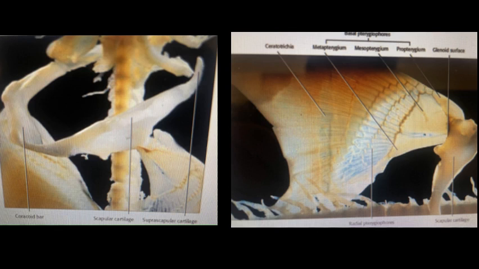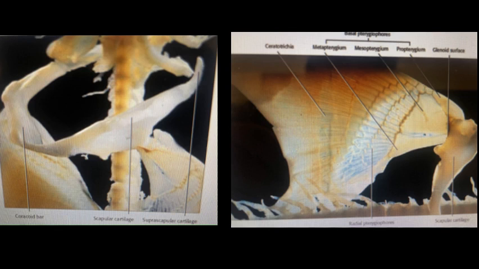and a small, attenuated, medially curved structure, the suprascapular cartilage, joins dorsally with the scapular cartilage, completing the U-shaped structure. And the paired pectoral fins articulate with the scapular cartilages.